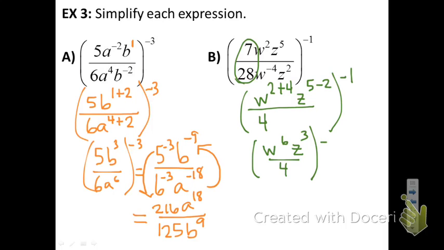over 4 to the negative 1. If you ever see negative 1, it's kind of just fun. What it will end up doing is it will flip your fraction. You can go ahead and distribute it. If you distribute it, it makes all the values negative, which then would make them change places. So if you see this negative 1, just know it's going to flip your fraction. You get 4 over w to the 6th, z to the third.